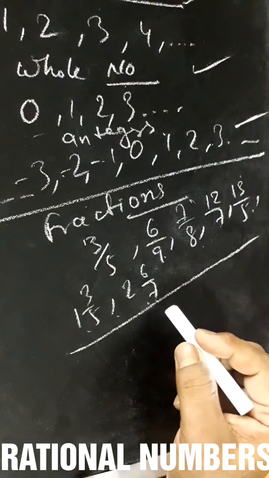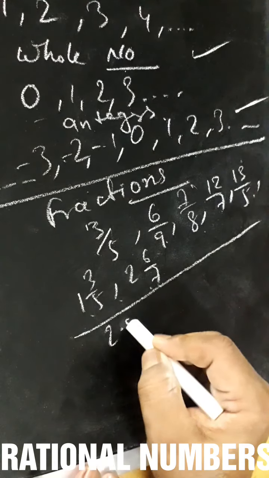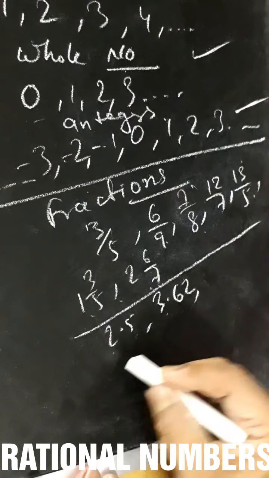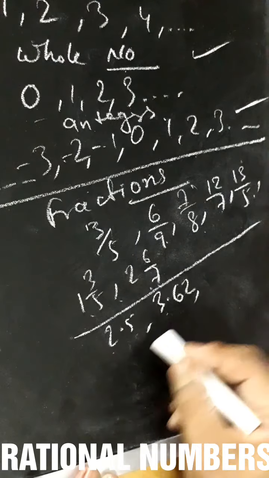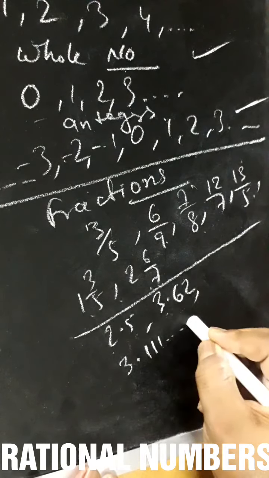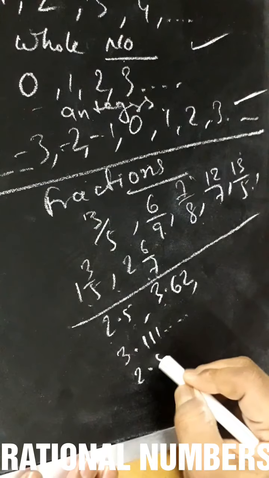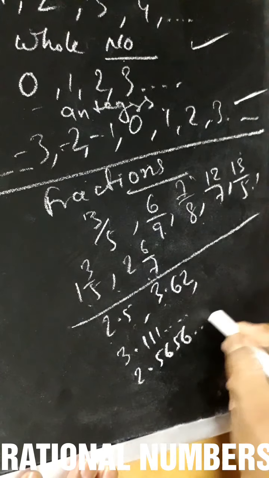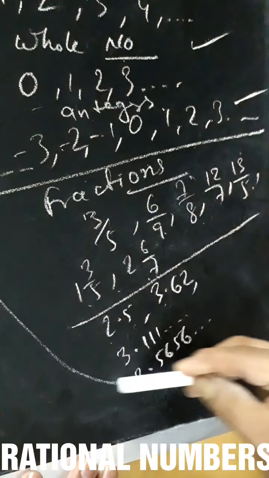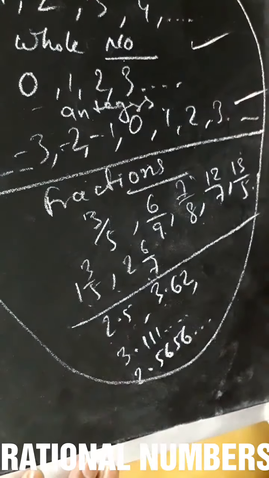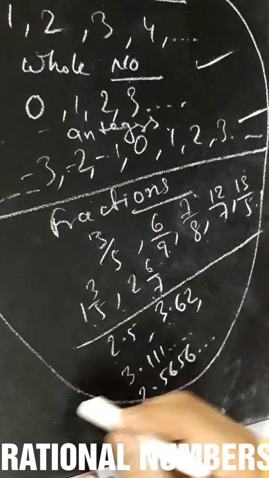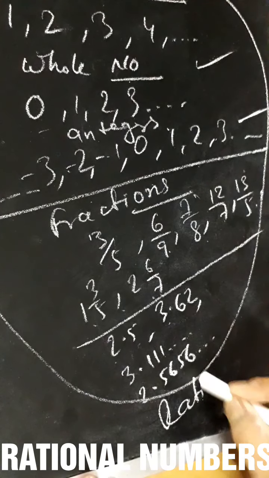We also know decimal numbers like 2.5, 3.62, these are terminating decimals. We also have non-terminating repeating decimals like 3.111 and so on, 2.5656 and so on. All these numbers are called rational numbers. These are all a set of rational numbers.